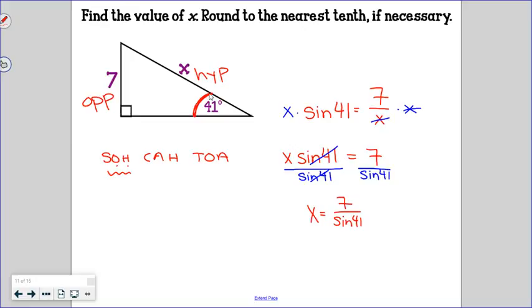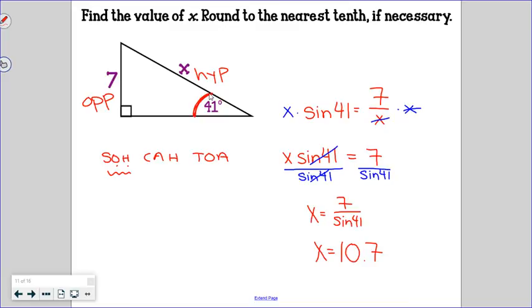Type that in your calculator. X is my hypotenuse. Biggest side. I should expect something bigger than 7. It's a side length, and for this entire chapter, side lengths are going to be rounded to our nearest tenth. 10.7.